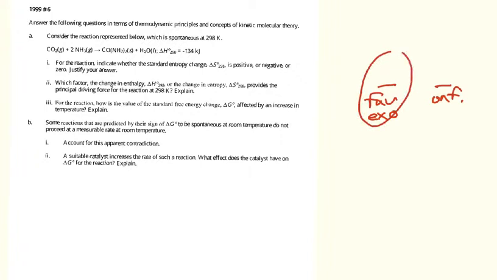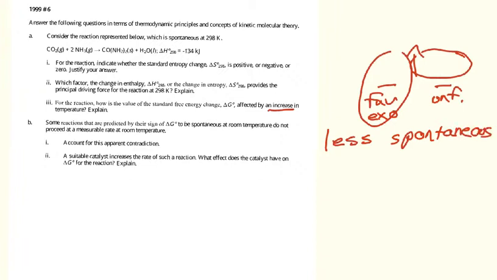But if we do what they're saying here, we have an increase in temperature. You'll notice if we increase the temperature, it's increasing this unfavorable entropy term. So it's likely that delta G is going to become less spontaneous. Now before we write an explanation, we're just thinking out loud about this. Let's go back and see how they asked us to explain it. How is the value of the standard free enthalpy change affected by this?